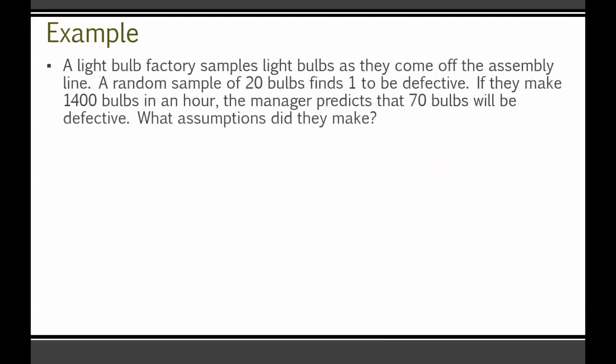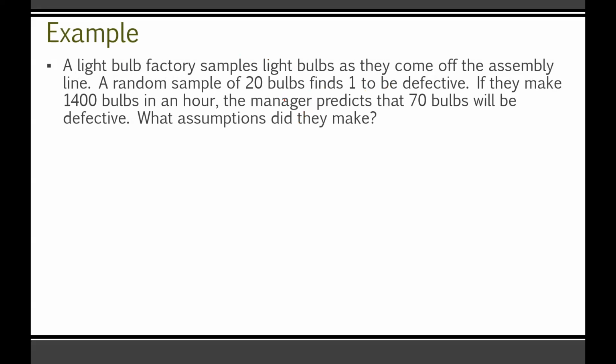So a light bulb factory samples light bulbs as they come off the assembly line. A random sample of 20 bulbs finds 1 to be defective. If they make 1,400 bulbs in an hour, the manager predicts that 70 bulbs will be defective. What assumptions did they make? Well, here we are. So first things first, we should just check their math on this one. Their random sample, which is an experimental probability, found 1 defective out of 20.